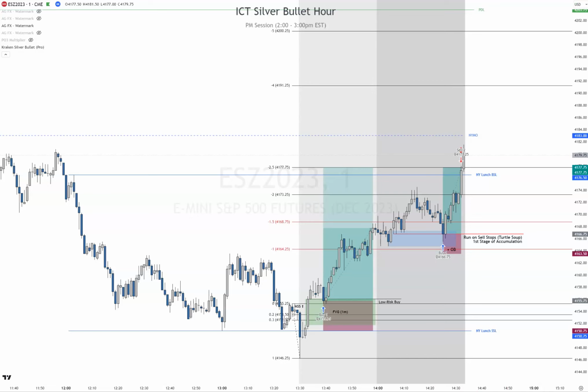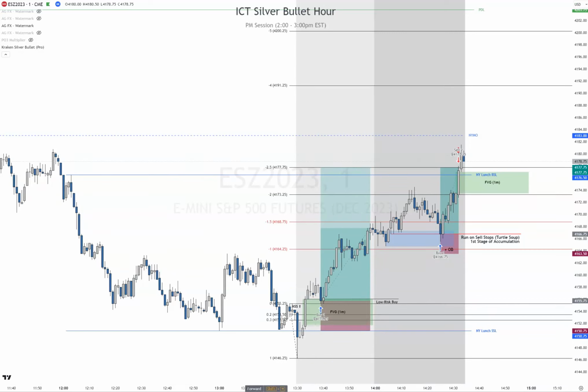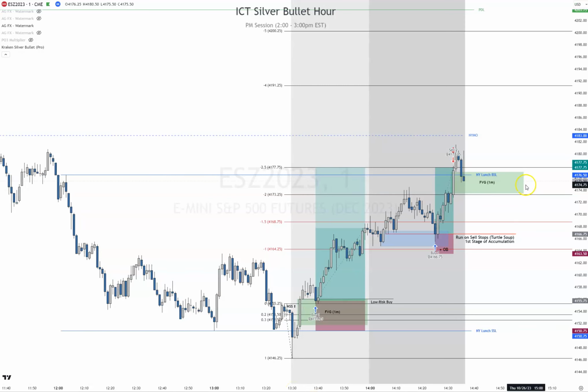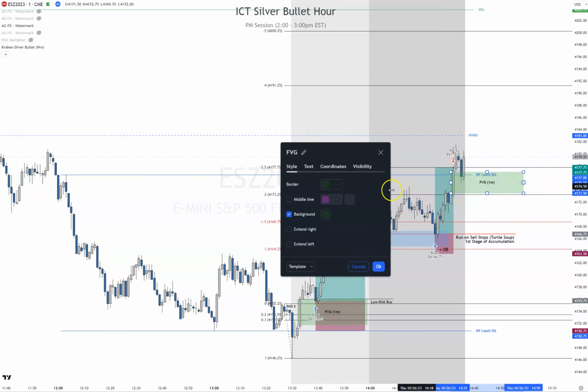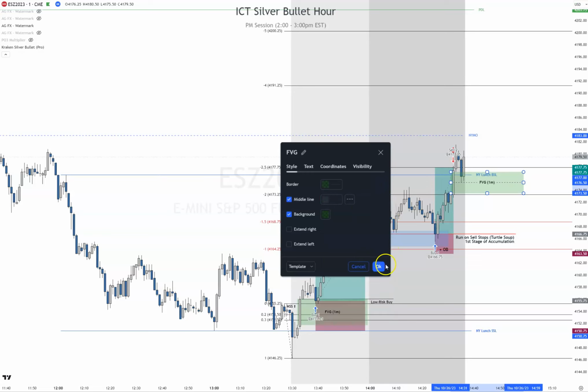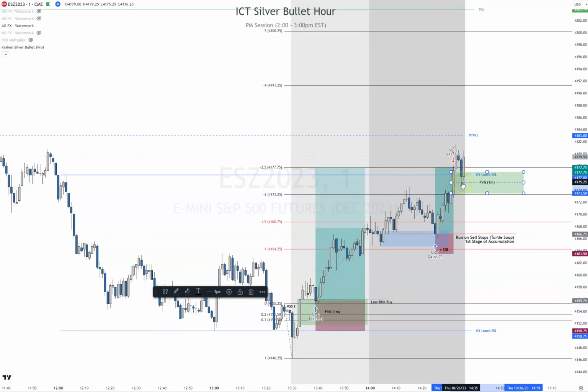Okay, there is a fair value gap right here. So I kind of want to see if that gets respected. Trade into its consequent encroachment. Let's add the middle line here, and let's make it dark so you can see it. Okay. Came to consequent encroachment right there. It's holding it, so I like that.